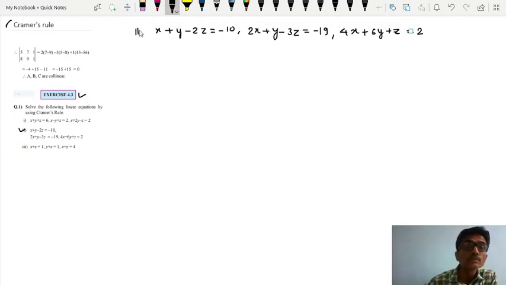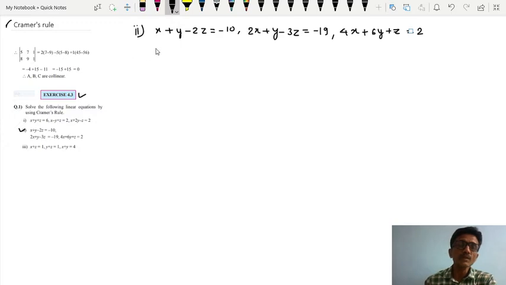You have to solve this by using Cramer's rule. So what are the equations? x plus y minus 2z equals 10, 2x plus y minus 3z equals minus 19, 4x plus 6y plus z equals 2. So I say three equations here, you have to solve these three equations by Cramer's rule.